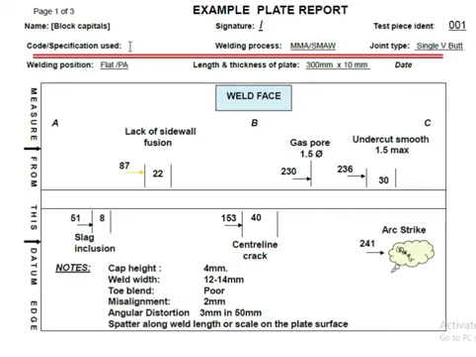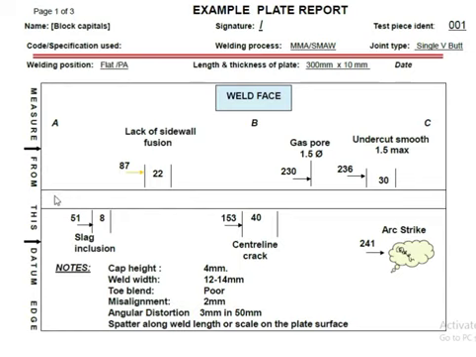Code specification, which code you have used. Welding process, it is already mentioned MMA, SMAW. Joint type is single vee. Welding position flat PA, length and thickness of the plate 300 mm by 10 mm. Date is here. So you measure from this datum line. Whatever you have to measure, from here to here.